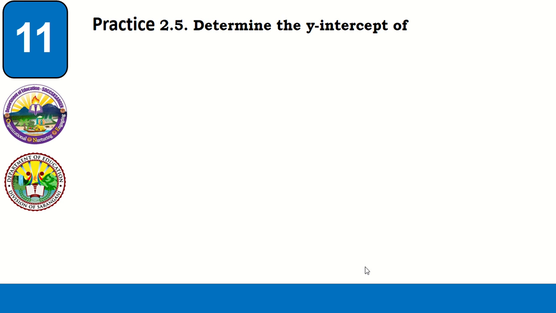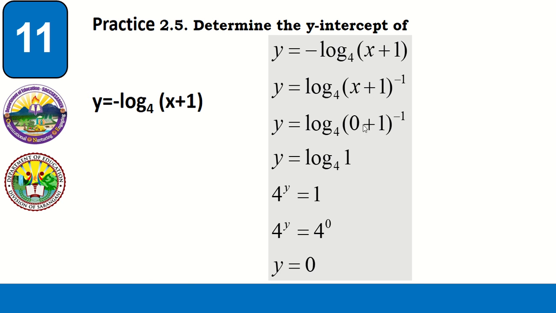And the y-intercept is none. What about the y-intercept of y equals negative log of x plus 1 base 4? Now, this is the negative, so it becomes the exponent. And we let x equals 0. And you've got y equals log of 1 to the power of negative 1. 1 to the power of negative 1 is 1, and therefore y equals log of 1 base 4. We write 4 to the y equals 1. Or we have 4 to the y equals 4 to the 0, because 1 can be written as 4 to the 0, so that both sides have the same base, and you've got y equals 0. So therefore, the y-intercept is 0.